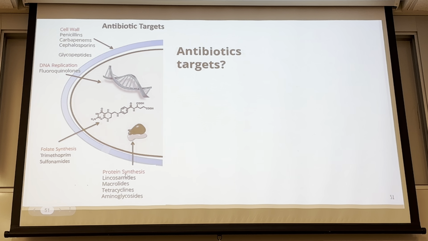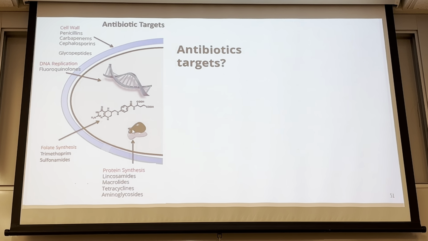Protein synthesis. So what enzyme makes proteins? Ribosomes. Why wouldn't this affect our own ribosomes? Because ours are not 70S. Because ours are not 70S ribosomes. So the target for lincosamides, macrolides, tetracyclines, and aminoglycosides is the 70S ribosome.